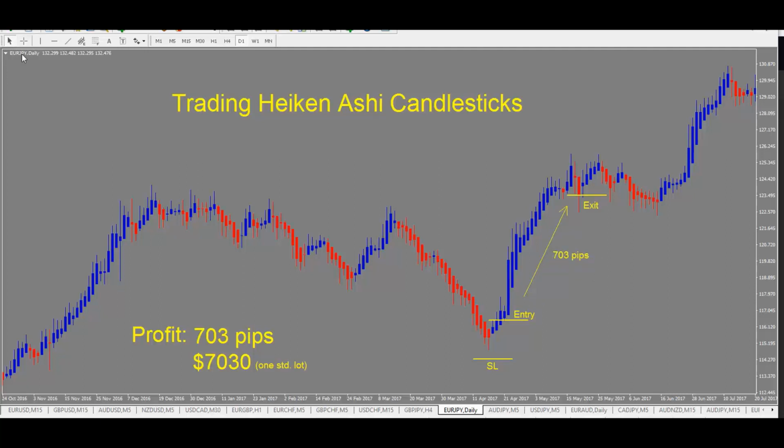So this is a daily chart. So the target that we have is quite large as well. So the number of pips will be larger because we are trading in a longer time frame. So just to recap here, Heikin-Ashi candlesticks are good candlesticks to use when we want to see the trend, when we want to stay with the trend.